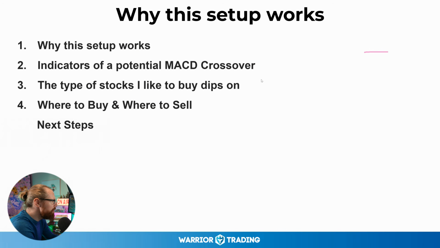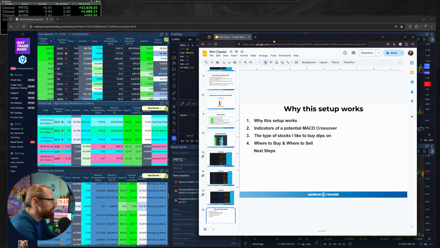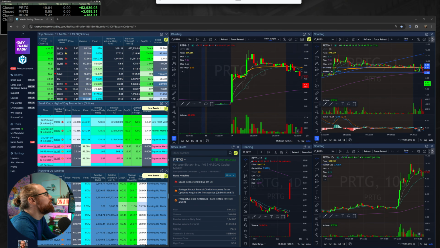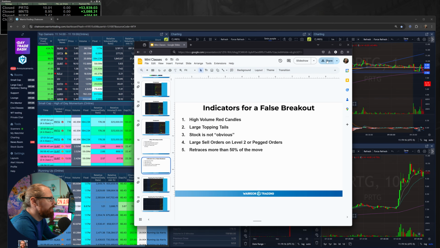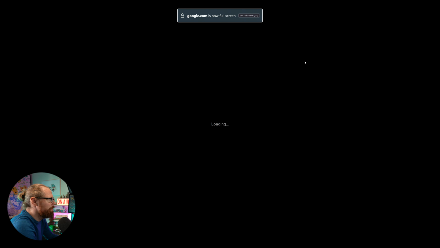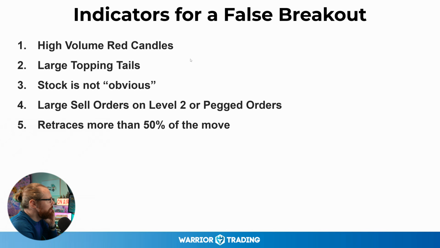So let's back out of this for one second. So I'm going to put this over here, and I want to show you something. Let's see. Well, actually, two things. So let me jump back into here. Let me show you indicators for a false breakout, because I think this is relevant.